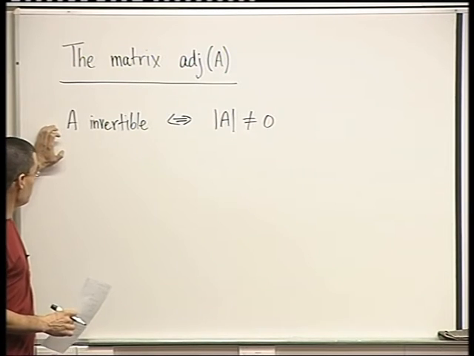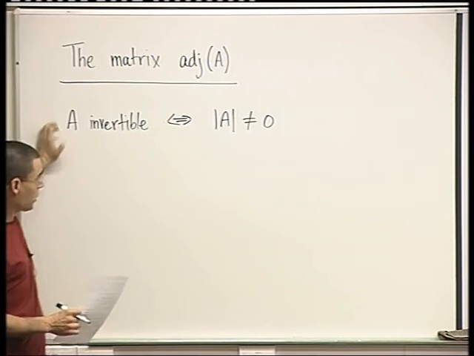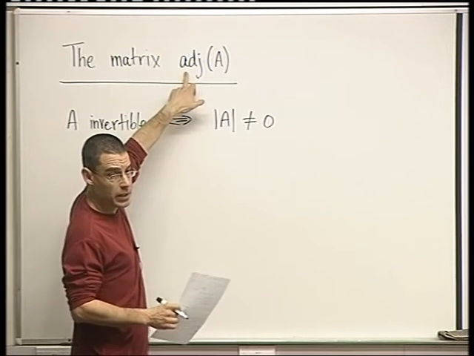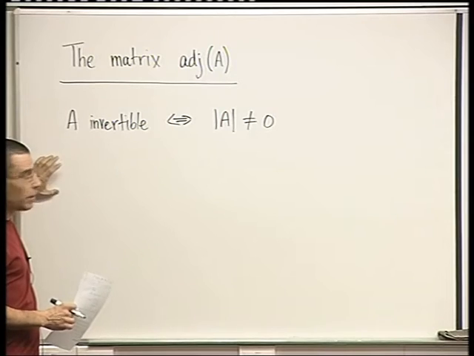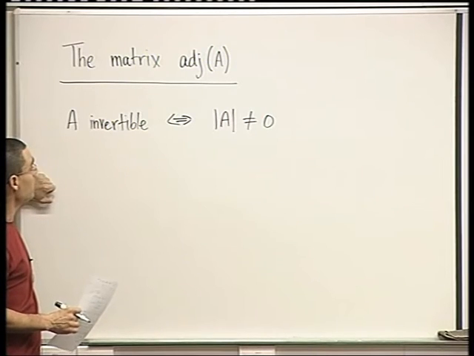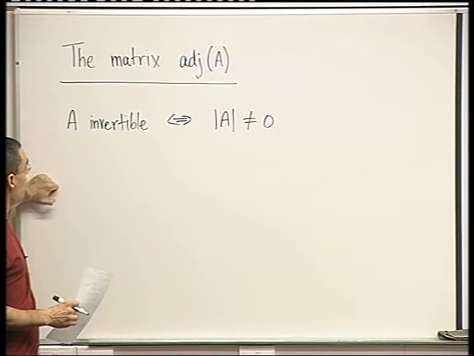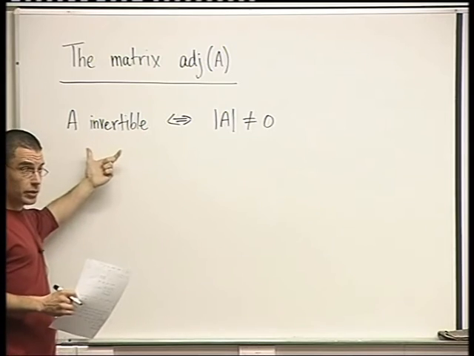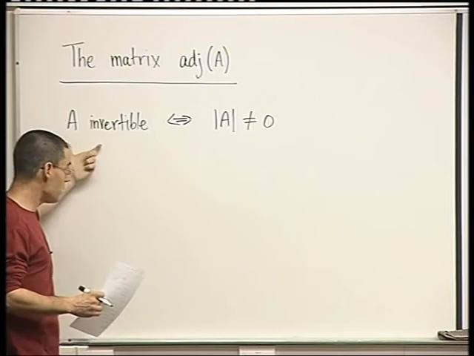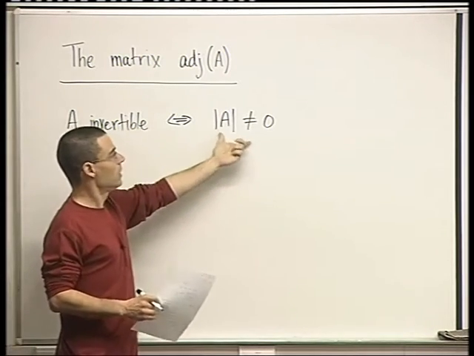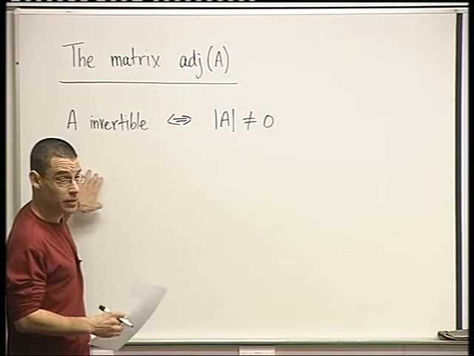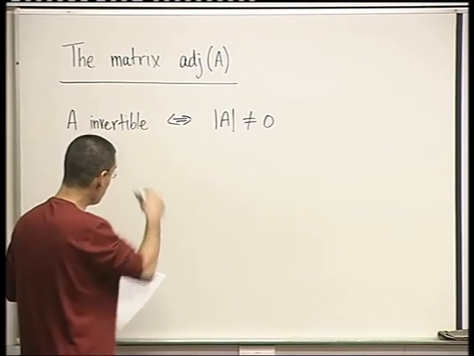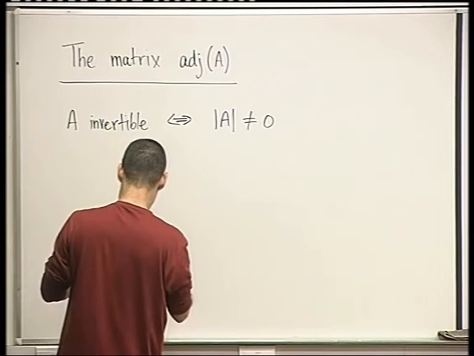And what I want to discuss now is a certain construction called Adj. Adj stands for the word adjugate, although there are other terms, I'll discuss it in a minute, which is a way of writing A inverse explicitly when you know that the determinant is not 0, which is an if and only if statement. Okay? So here's the construction.